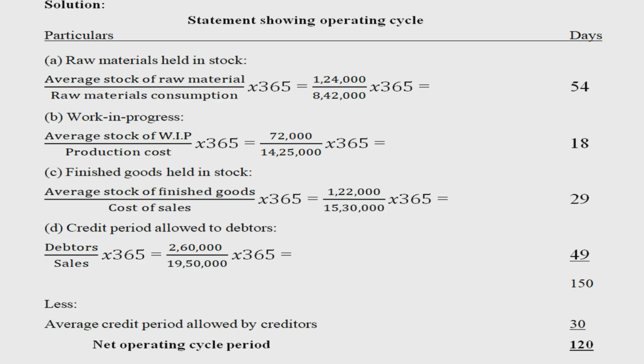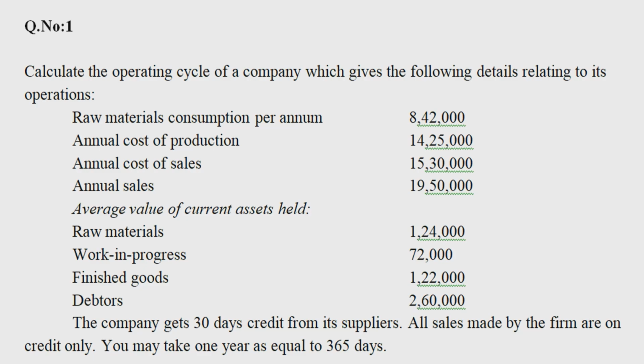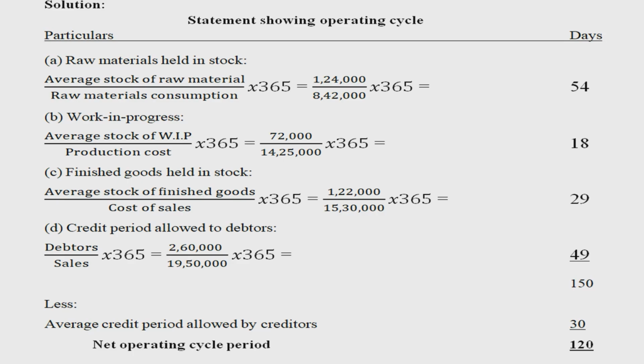Next, credit period allowed to debtors. The formula is debtors divided by sales into 365 days. Debtors given are 2,60,000 divided by annual sales of 19,50,000, into 365. So you will get 49 days. So total current assets days is 150, that is 54 days plus 18 days plus 29 days plus 49 days, you will get 150 days, less creditors.